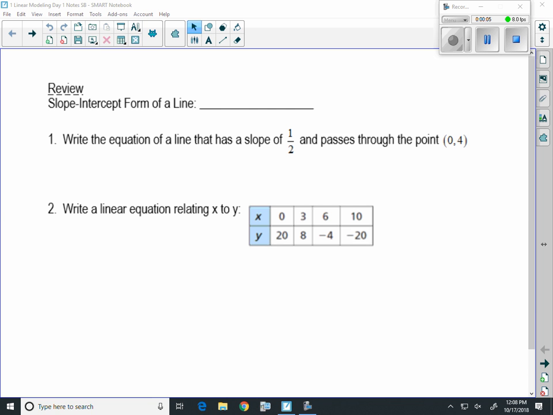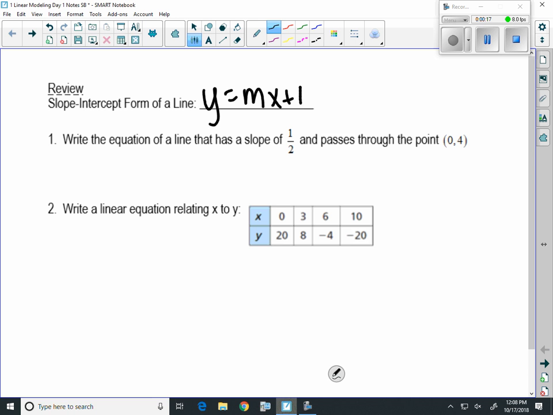So a review. Okay, the slope-intercept form of a line. Somebody raise your hand and tell me what's the slope-intercept form. What's the slope-intercept form, Audrey? Y equals mx plus b. What is m in this case? M represents the slope. Okay, m is the slope. B is the y-intercept. When we look at the y-intercept, you write it as 0, comma, b. Whatever number b is.